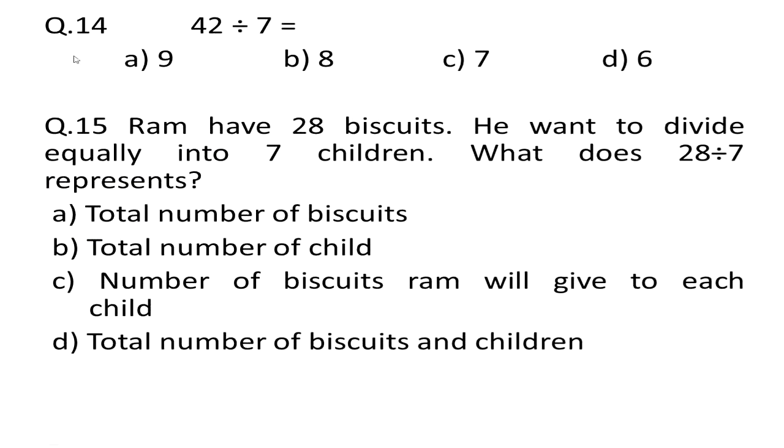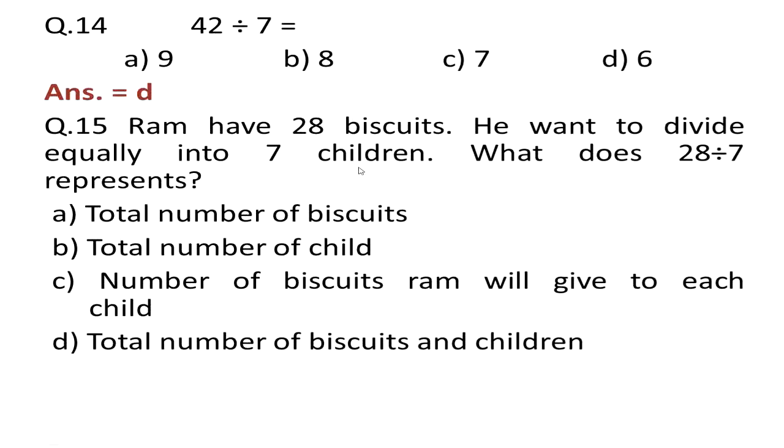Next question, question number 14, 42 divided by 7. Direct division question, similar to question number 13. So question number 14, 42 divided by 7, and the correct option is option number D, 6. Question number 15, Ram has 28 biscuits. He wants to divide them equally among 7 children.